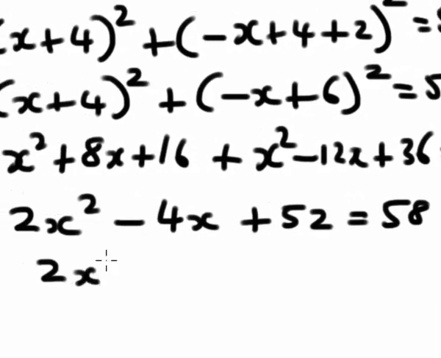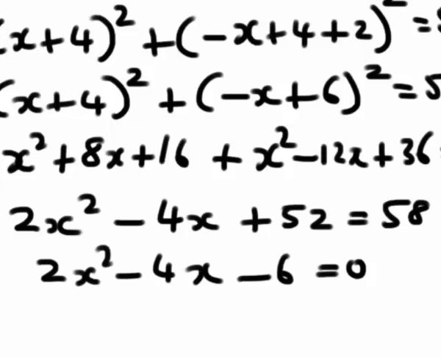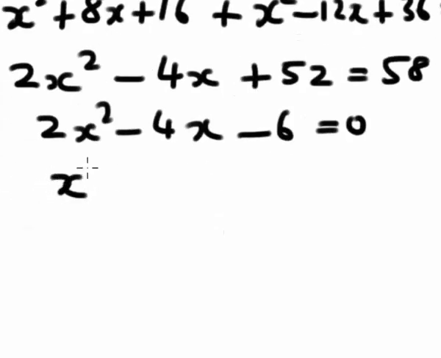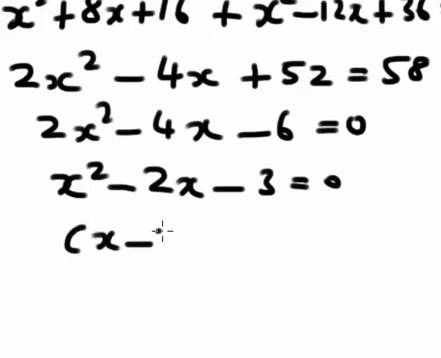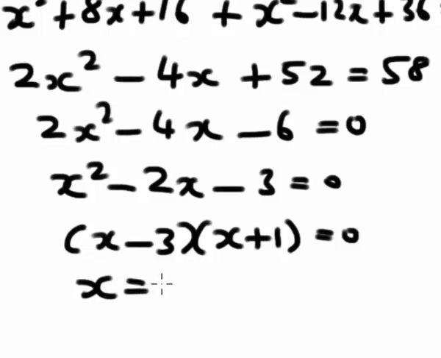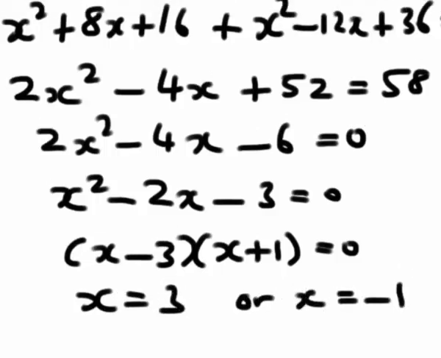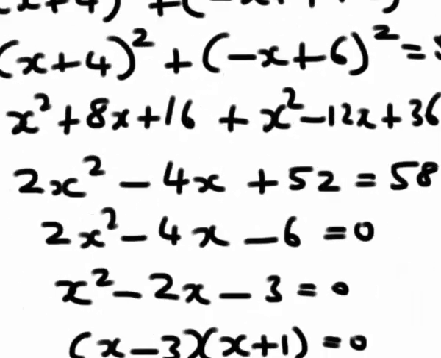So let's create a trinomial. 52 - 58 is -6. Divide throughout by 2, as we normally do, and guess what? We've got a lovely little trinomial that factorizes beautifully, and we have x = 3 or x = -1. Now remember, how do we get the y values?